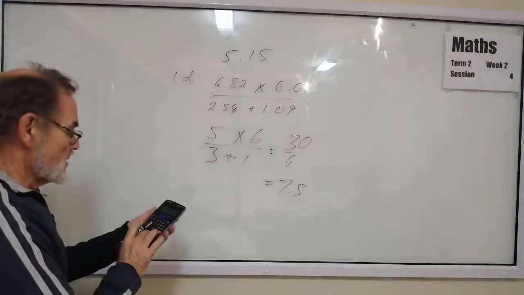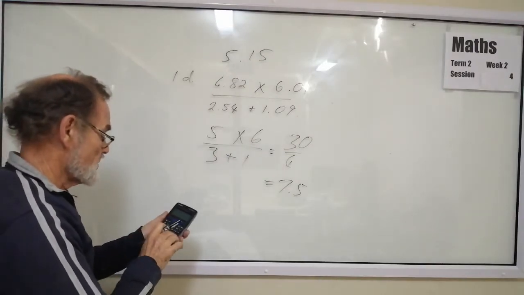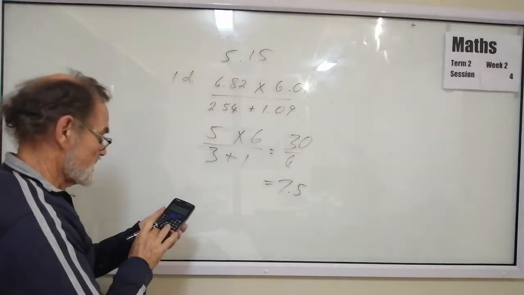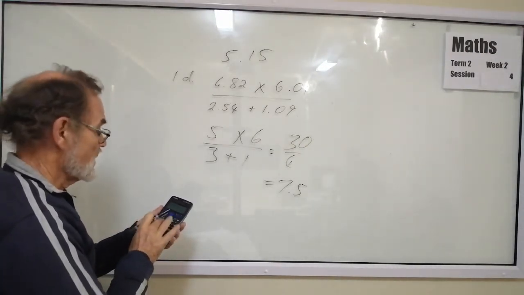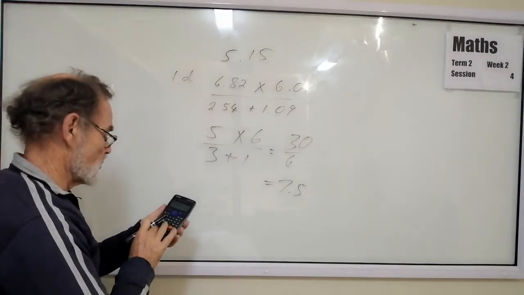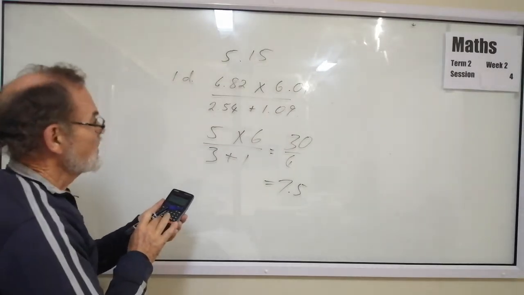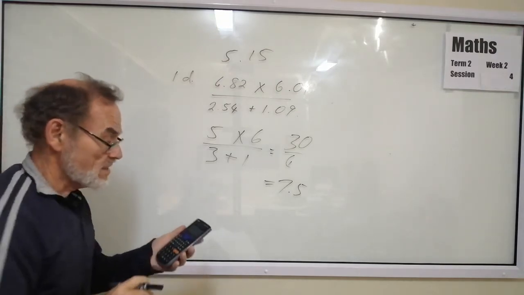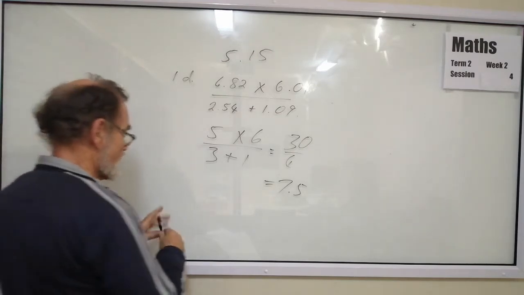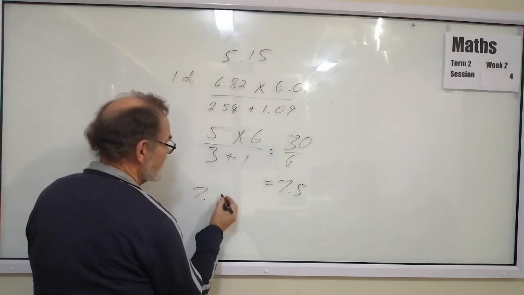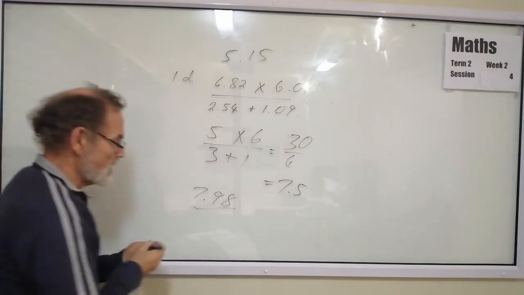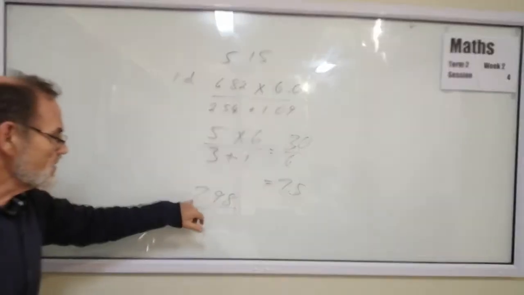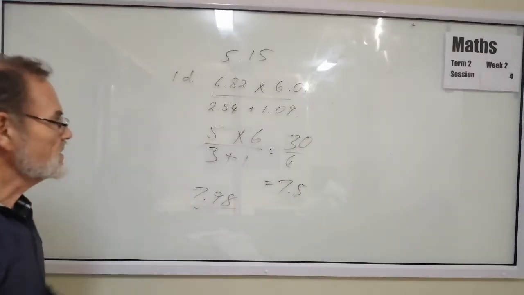So we've got 4.82 multiplied by 6.01, and this is divided by 2.54 plus 1.09, and the answer is 7.98. So I would say that is close enough. If you get at least the same digit here, that's okay.